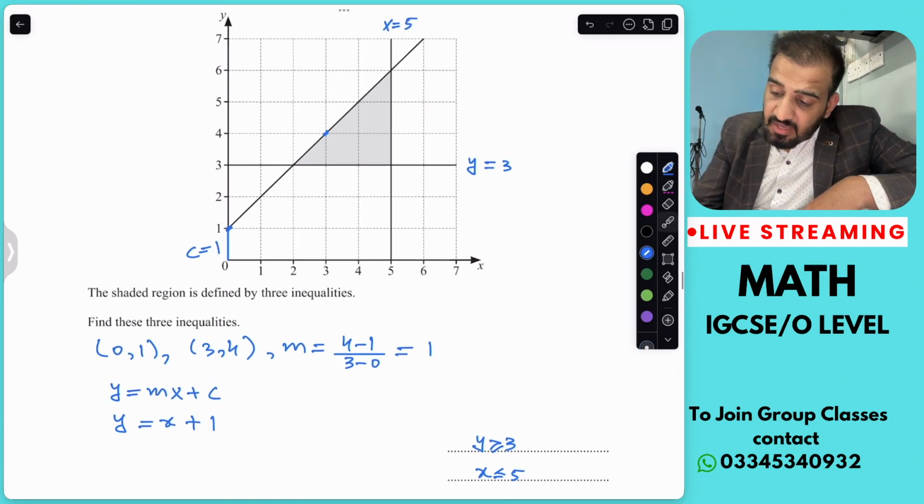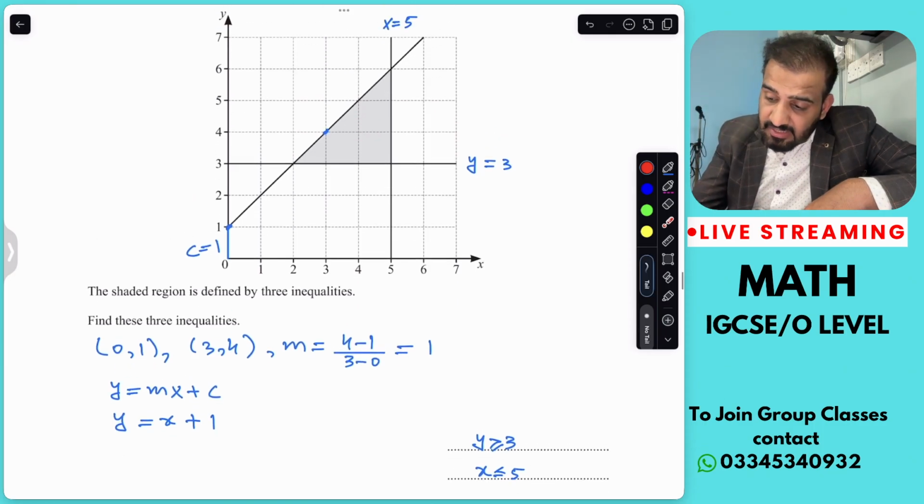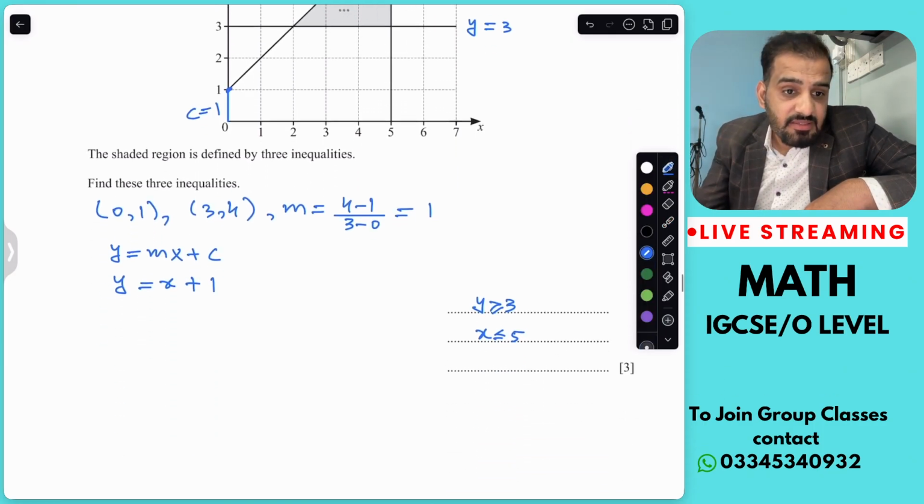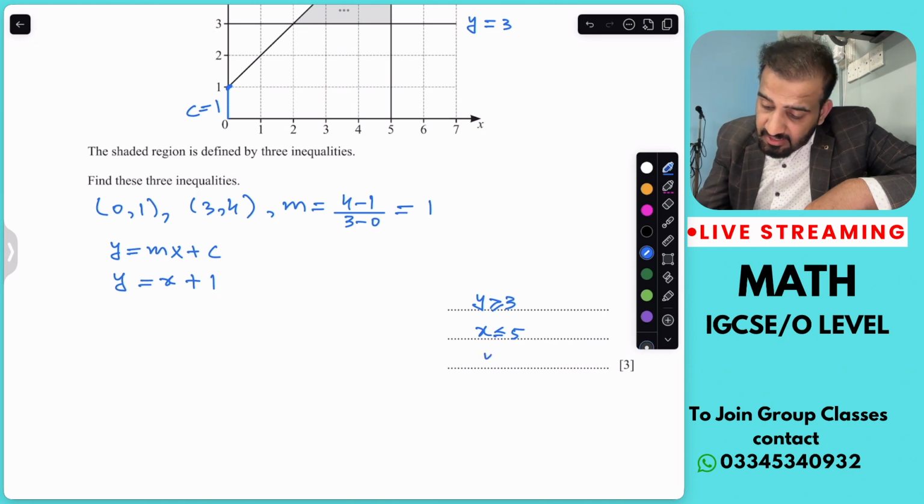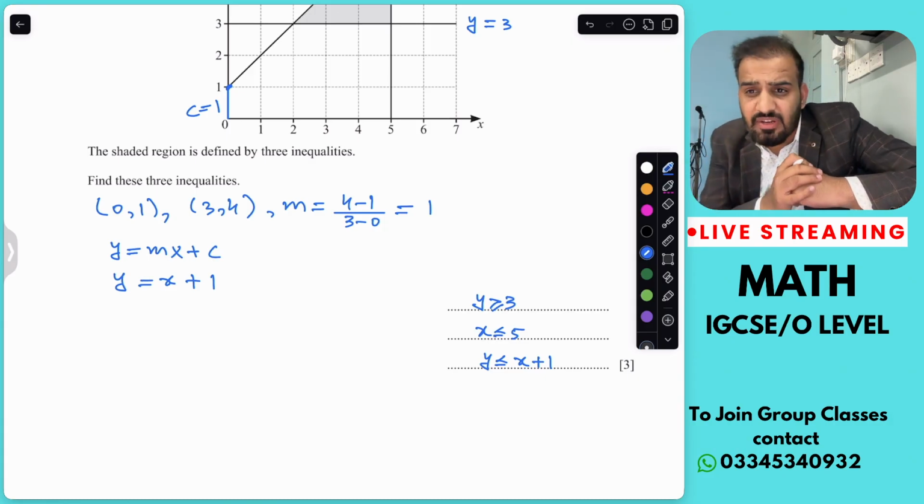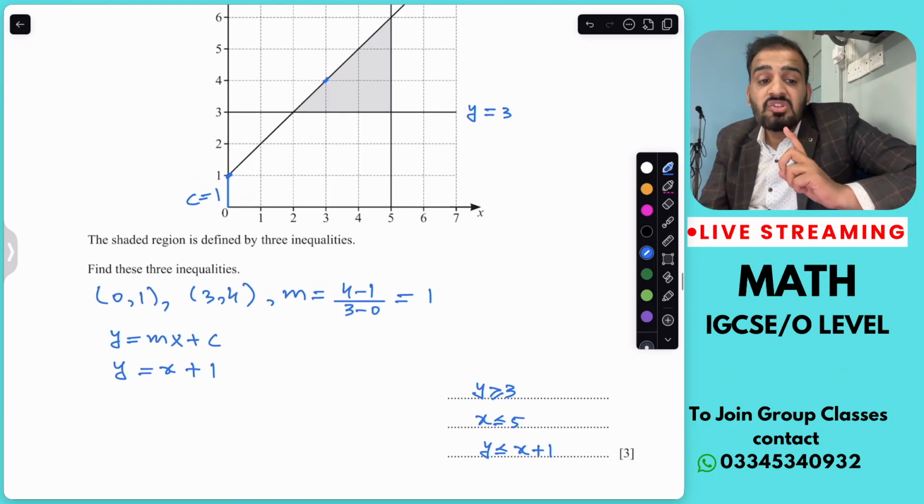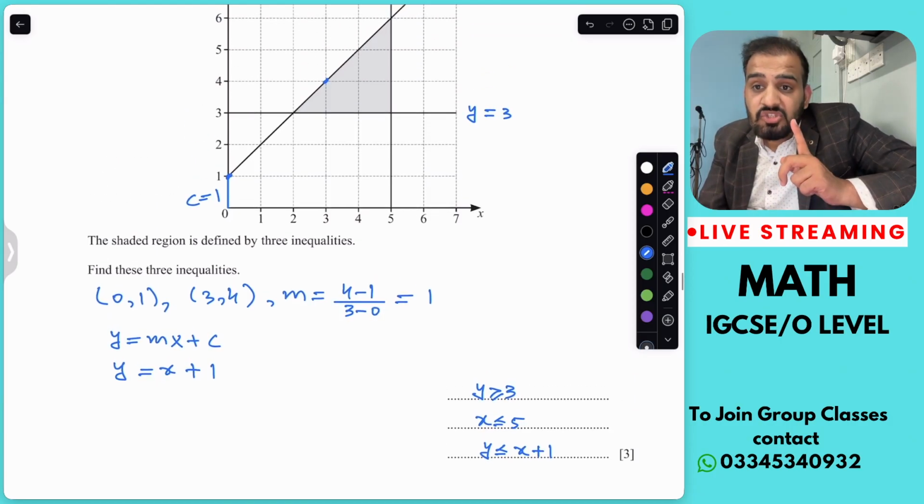So the region R is below the line. If the region R is below the line, how do I write this? I will say y less than or equal to x plus 1, just because the region R is below that line. You write less than or equal to because the line is a solid line.